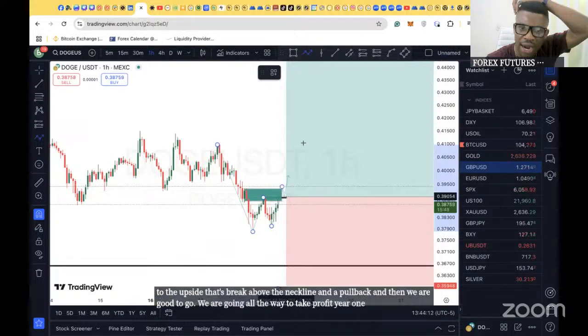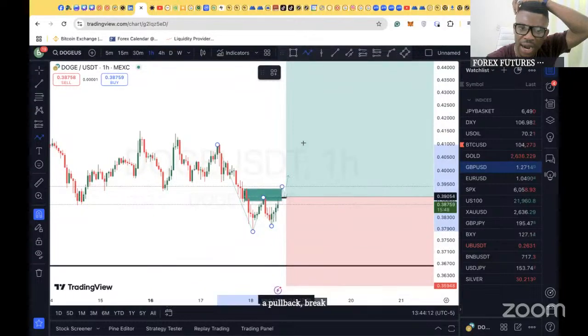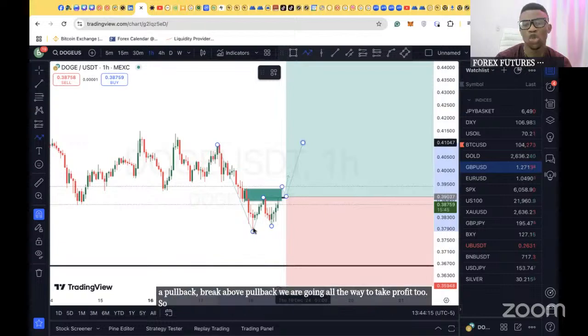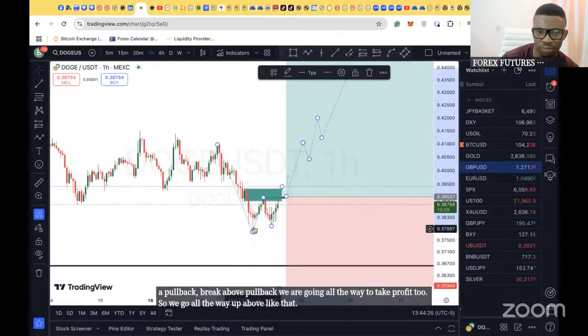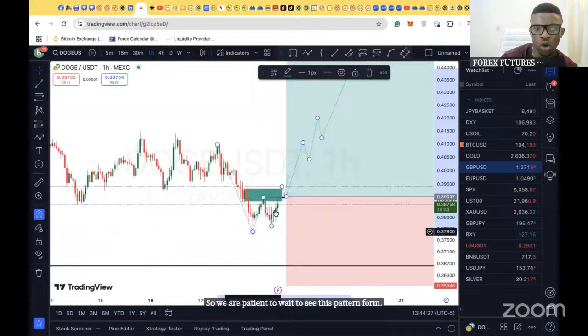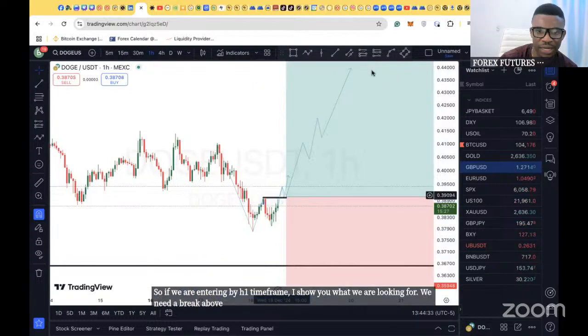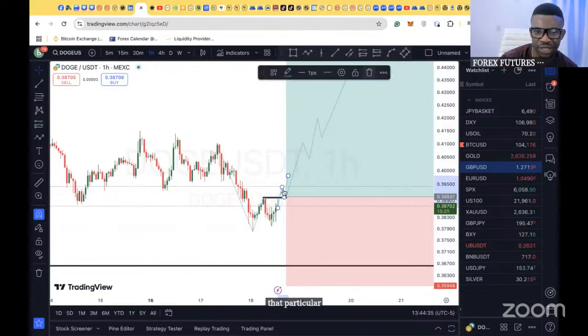One, a pullback, break above, pullback. We are going all the way to take profit. Two. So we go all the way up above like that. So we are patient to wait to see this pattern form. So if we are entering by the H1 time frame, I show you what we are looking for. We need a break above that particular high that was created there.